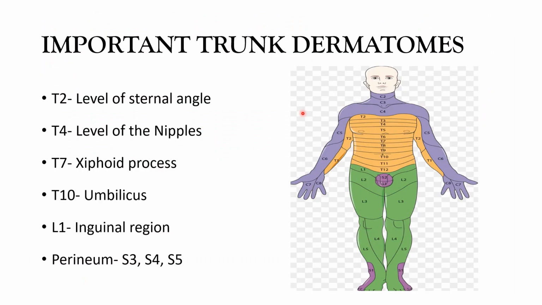Now we'll look at some important trunk dermatomes. Okay, T2. T2 is the level of the sternal angle. Then we'll look at T4. T4 is the level of the nipples. Then we'll look at T7, the xiphoid process.